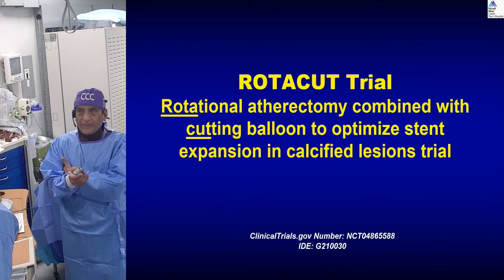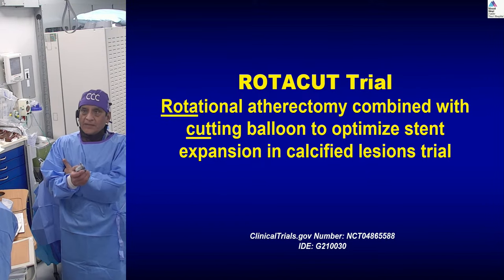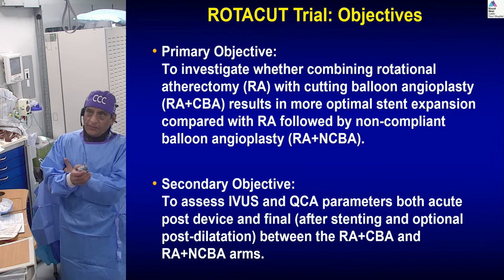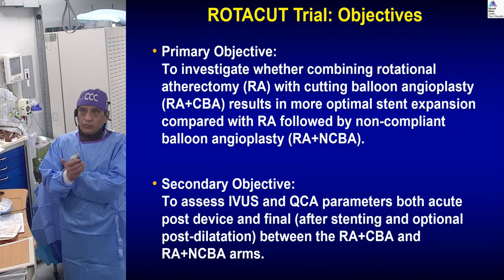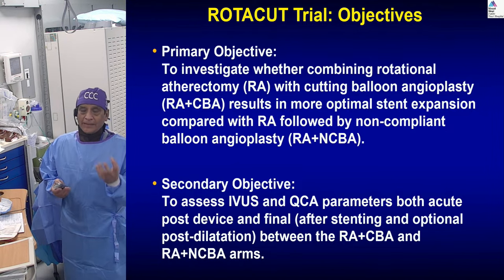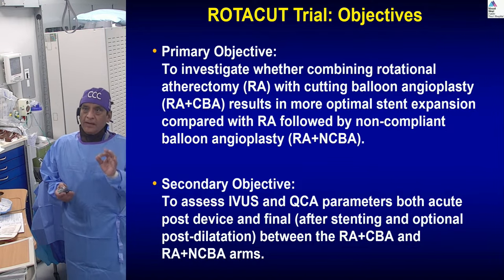Then the trial we presented from here, RotaCut, which is rotational atherectomy combined with cutting balloon to optimize stent expansion in calcific lesions. The concept was to use rotational atherectomy, of course, but in moderate to severely calcific lesions, use a cutting balloon, which will probably give you better stent expansion with a better MSA compared to the non-compliant balloon which we usually use. And it was an IVUS-driven trial.